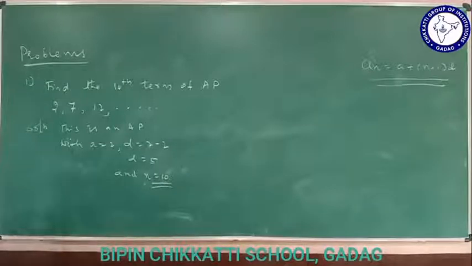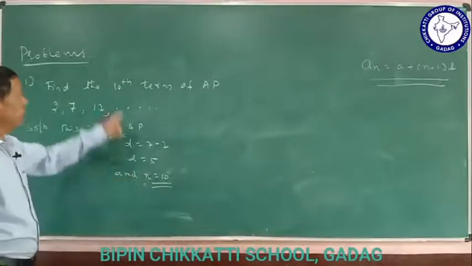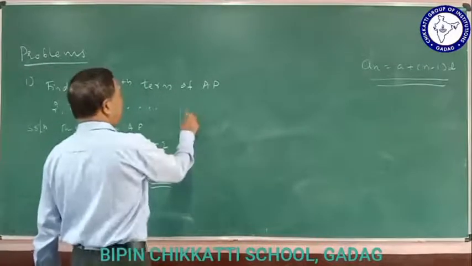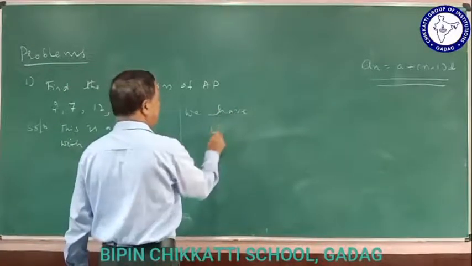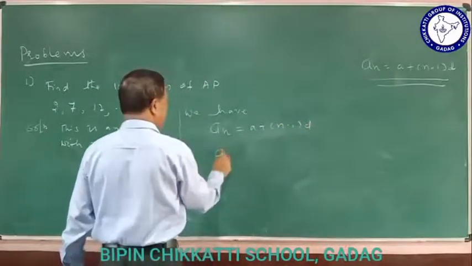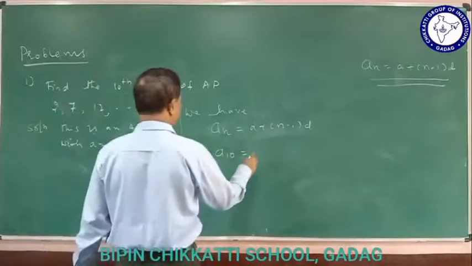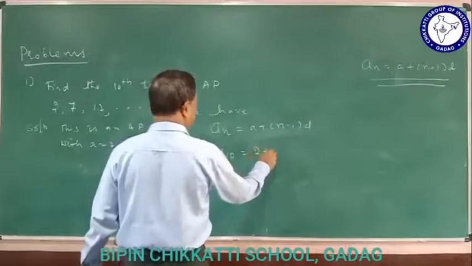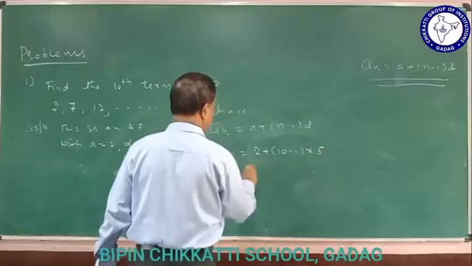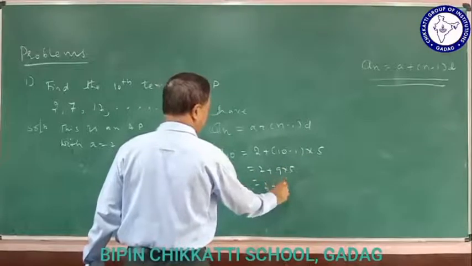Here you have to see that the 10th term, An, we have to find out. n is given, so the 10th term means A10 we have to find out. And what is the formula here? We have derived the formula An is equal to A plus n minus 1 into D. An means A10, A10 means 10th term. And what is the first term? A is equal to 2, and n is 10, minus 1, and D is 5. See this formula: 2 plus 9 into 5, that is 2 plus 45.